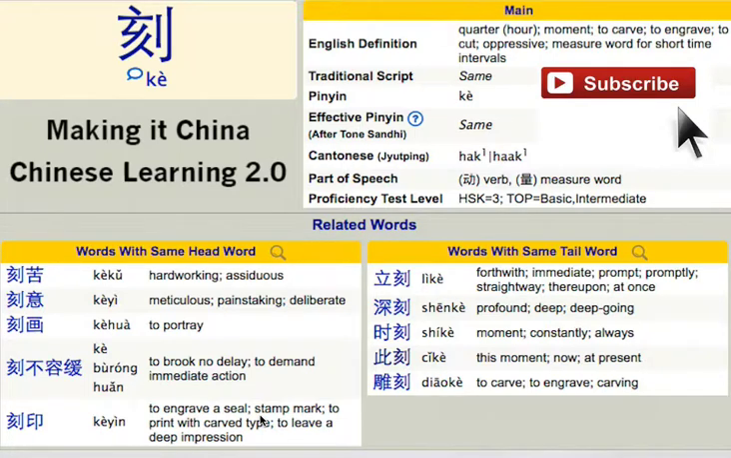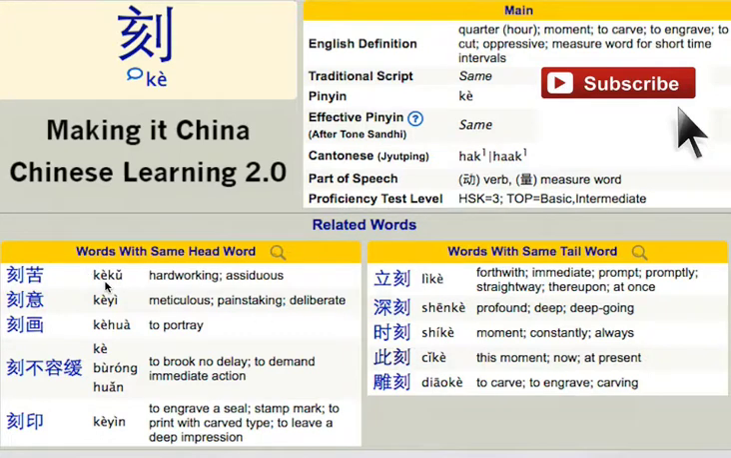We find some type of a pattern here where we have ke in the beginning of the combination. Now let's look at ke at the end of the combination. Li ke, forthwith, immediate. Sheng ke, profound, deep. Shi ke, moment, constantly. Zi ke, this moment. Tiao ke, to carve. Again we find another pattern and similarities when we have ke at the end of the combination of characters, and again it has to do with moment, with work, and such. Not in all the cases though, because perhaps the other character has a stronger meaning in the combination.